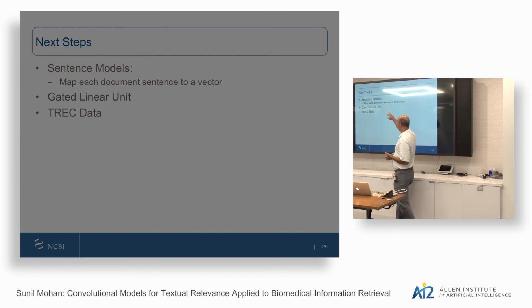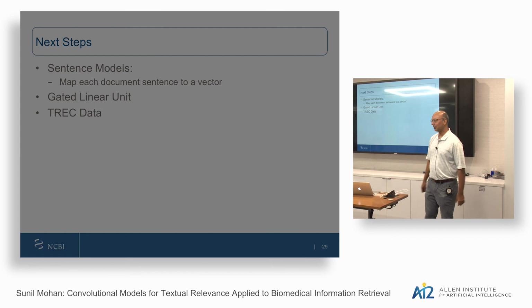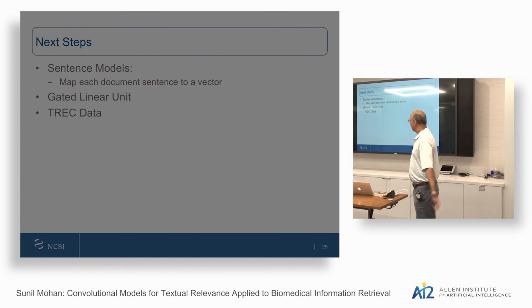I also wanted to try a more sophisticated convolutional layer. There's a recent work from Facebook called gated linear unit that you may know about, and you get better results by stacking these. And this is what I'm actually in the middle of right now, looking at some TREC data, just so I can get a comparison with other models. That's it. Thank you. Now we can do the discussion.